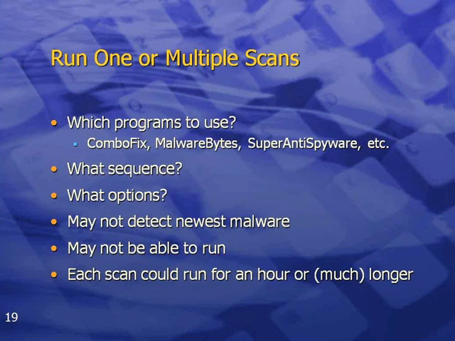Next question is what sequence? Which one is the most likely to find the worst problems first? What options? When do you do a deep scan? When do you do a full scan? What other options? What files do you consider? Which ones do you exclude? There are a lot of options to consider in terms of running these scans.